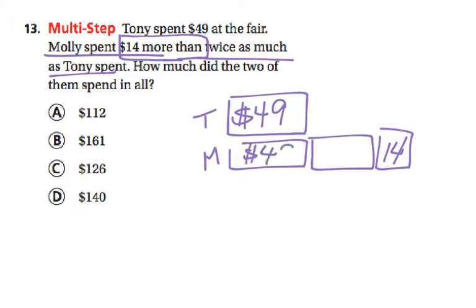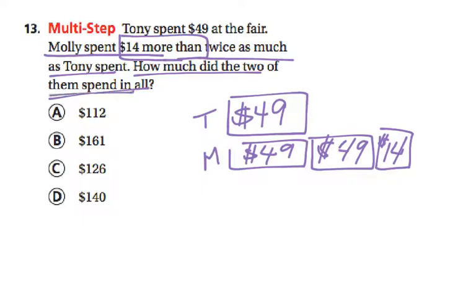So I'm just going to put the 49 and the 49 because they said she spent $14 more than twice as much as what he spent. Then they're asking us, how much did the two of them spend in all?